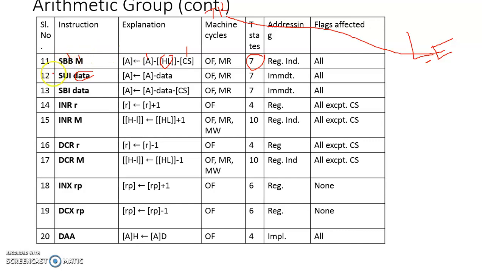So in opcode fetch only SUI will be brought. Upon decoding, the processor will understand that this data, which needs to be subtracted from the content of the accumulator, needs to be brought from the next memory location of the program. That will be done with the help of a memory read operation. So overall there will be 2 machine cycles and a total of 7 consecutive T states. Now addressing mode, this is implicit. Here the operand happens to be the data itself mentioned as the second byte of the instruction. So it's immediate.